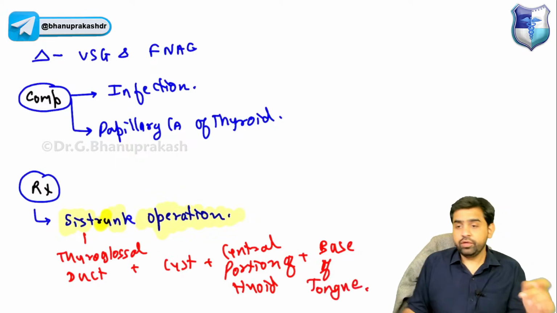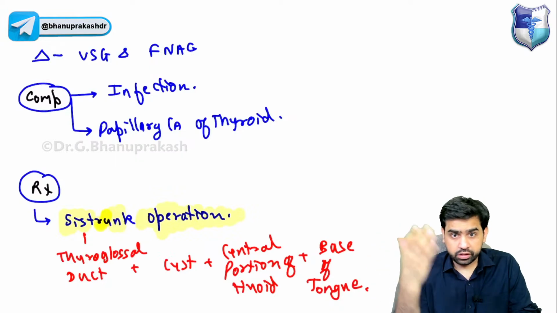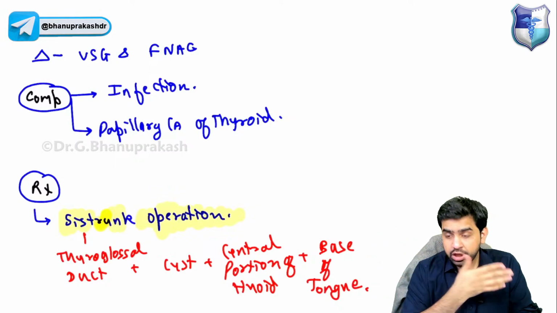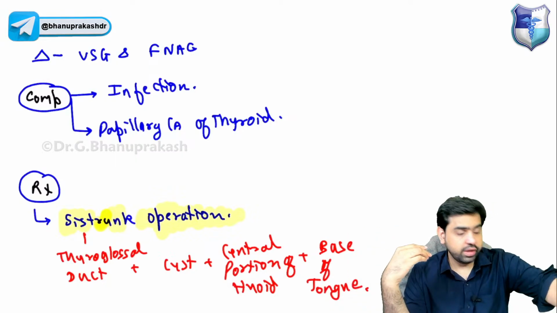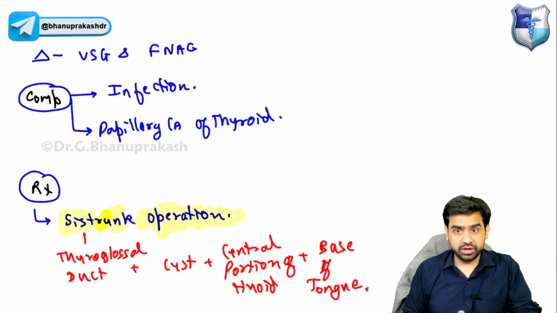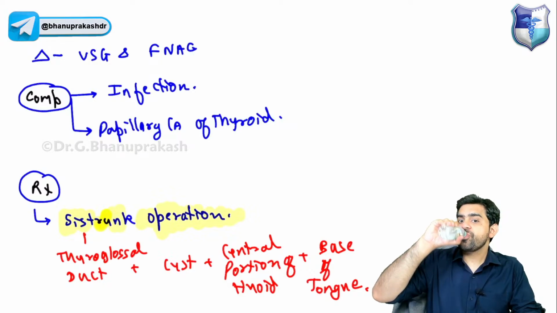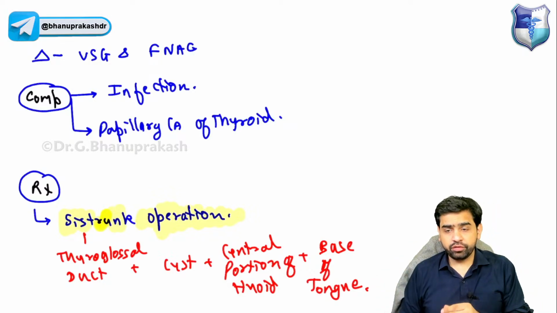So what do we remove in this? We remove all these things: the thyroglossal duct with the cyst, with the central portion of the hyoid bone, with the base of the tongue. These are the things which we remove in this patient. In the Sistrunk operation, we end up removing all these things. I hope you've understood this point. So that is what you refer to as the Sistrunk operation.